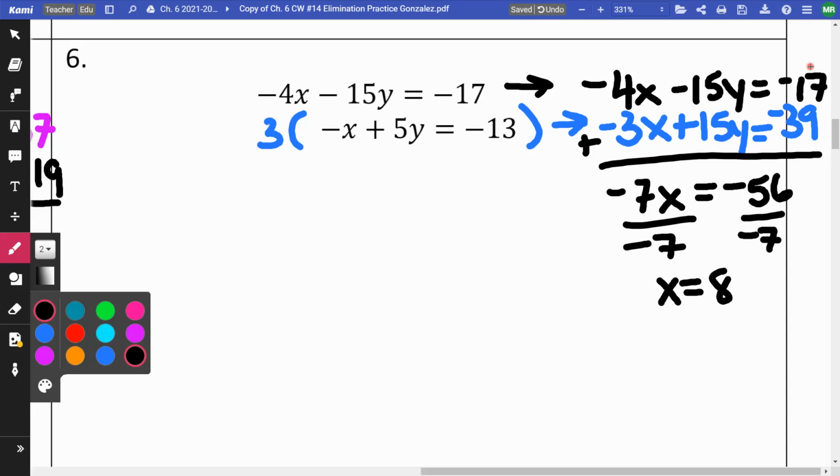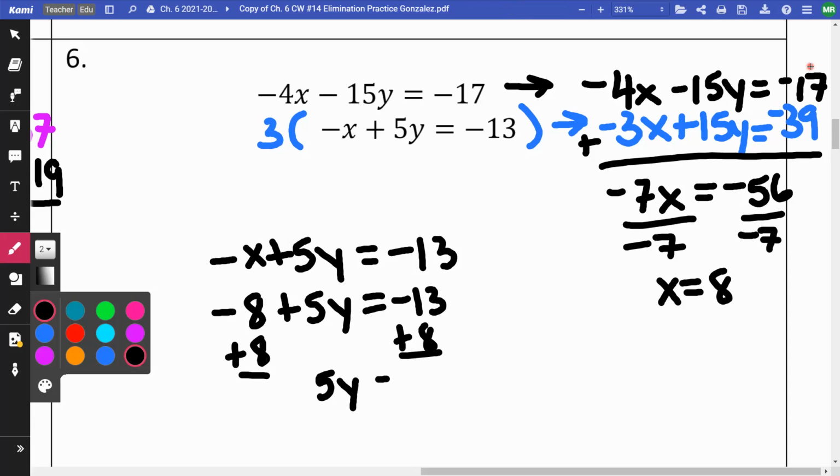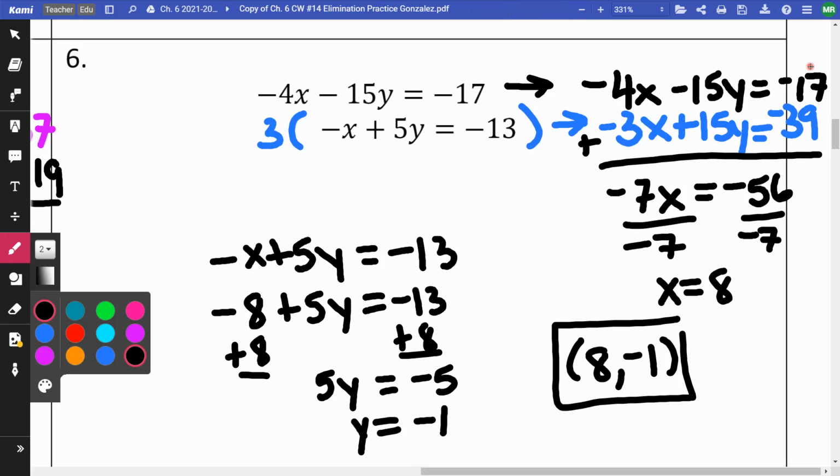So let's say I put that into the bottom one. Negative x plus 5y equals negative 13. Since that's a negative x, that means make my x opposite. So it's going to become a negative 8 plus 5y equals a negative 13. I'm going to add 8. And I end up with 5y is equal to a negative 5. When I divide by 5, I get a negative 1. So I'm going to have 8 comma negative 1 as my answer.